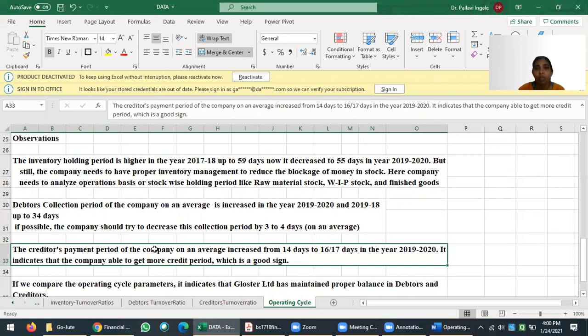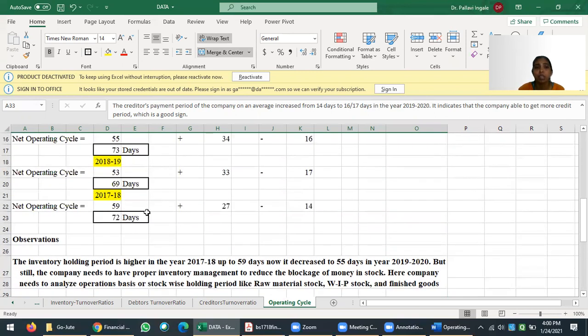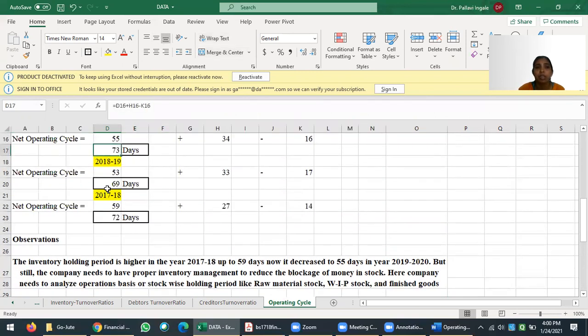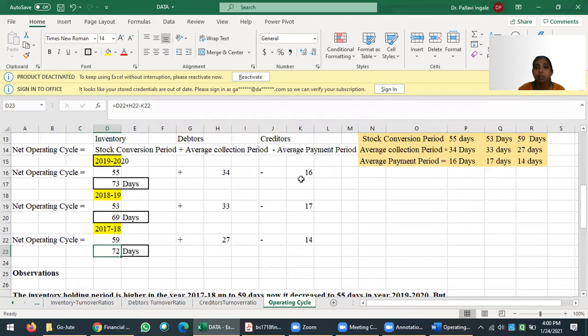It is not like that this is a final one. This is one company. Every company from the same industry may have a different operating cycle. Sometimes this operating cycle also comes negative. Here you will see the operating cycle all are coming positive. Sometimes what happens, this period is on the higher side. Suppose it becomes 100, suppose it becomes 93. So you see it is coming as a negative operating cycle.